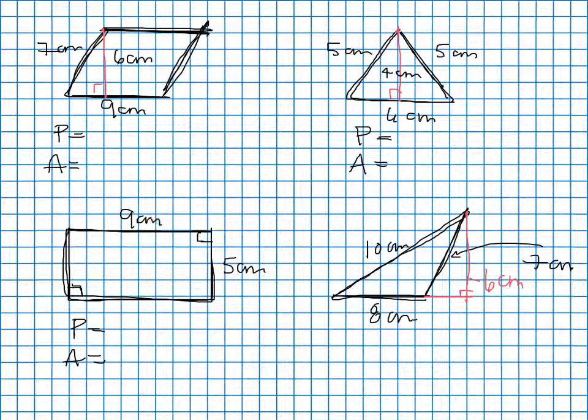Now you have a rectangle, or a parallelogram, and your length is 9 centimeters, your width is 5 centimeters. And finally, you have an obtuse triangle here, obtuse angle right here, with sides 8, 10, and 7 centimeters, and your height, ladies and gentlemen, is 6 centimeters. For all of these shapes, we want the perimeter and we want the area. So pause the video and see what you can find.